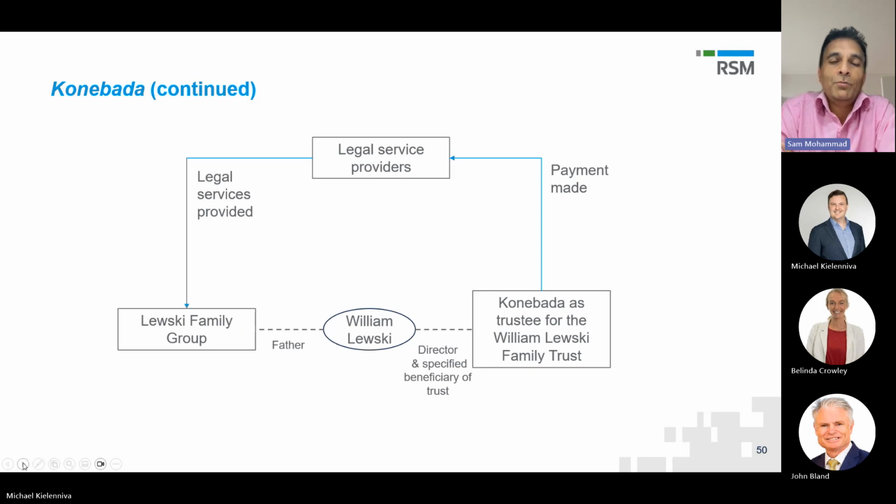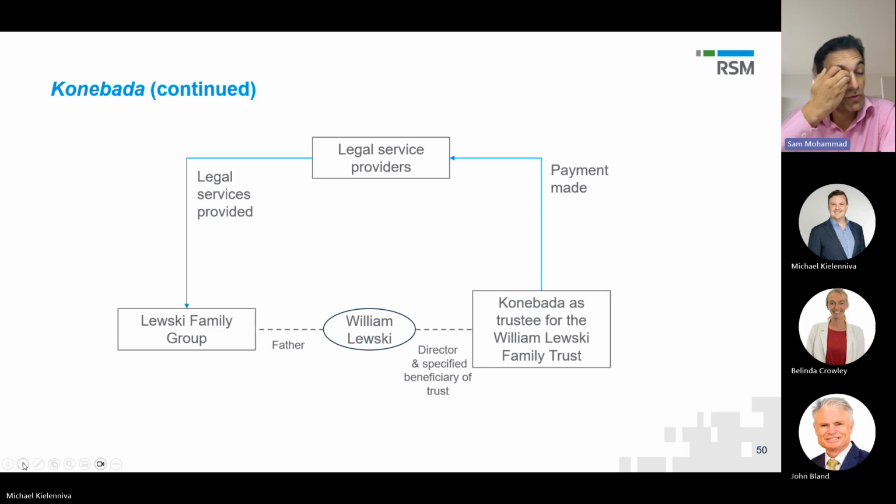So the common person and I guess controlling mind of all of this was William Lewski. He was a director at various times of the trustee company. He was also the specified beneficiary of the trust. He was also the patriarch of the Lewski family group, which also included his wife and their 3 kids. And within the family trust, there were a number of related companies that were listed as general beneficiaries.